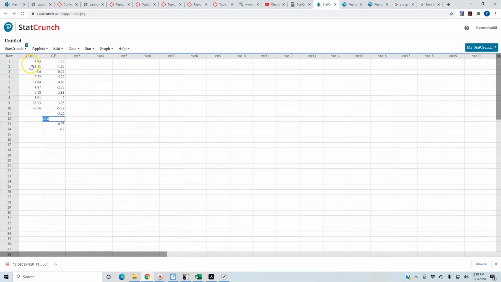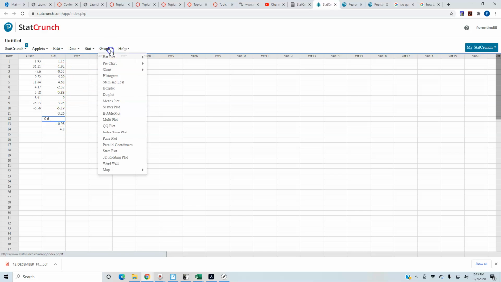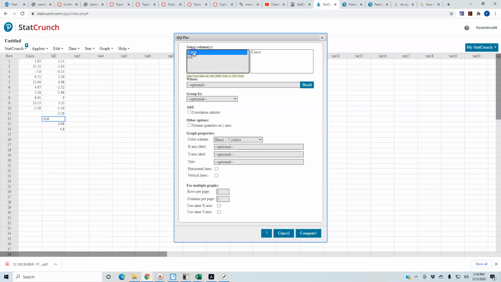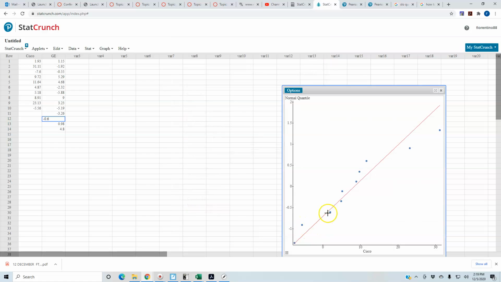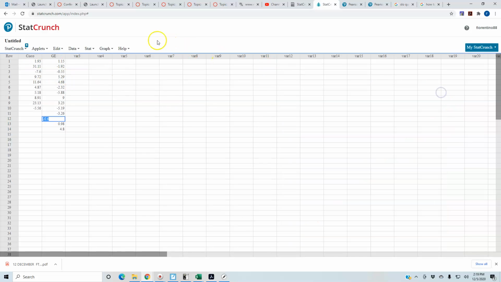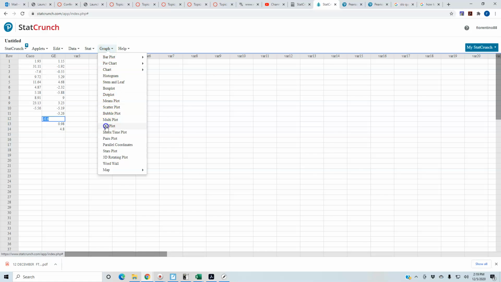What I've done in here is I've put in the title Cisco and put in our data in StatCrunch, and put that in GE. The first thing we want to do is look at the QQ plots. So go to Graph, select QQ plot, select Cisco, choose normal quantiles on the y-axis, and then select Compute. We can see that all of our data is pretty close to linear, so it's normally distributed for Cisco. Now let's take a look at the graph for GE.